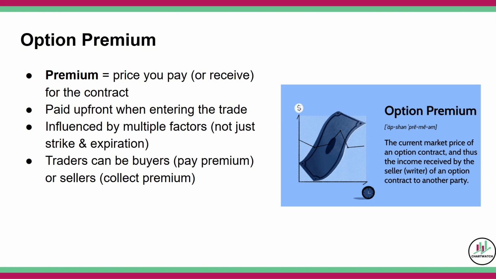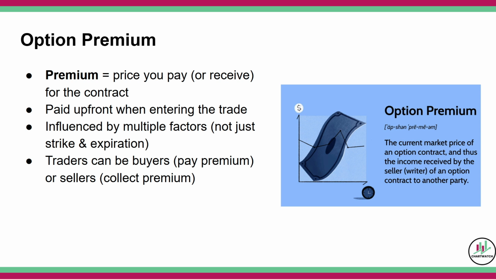A common beginner mistake is assuming that the premium is based only on how close the strike price is to the current market price. That's only part of it. The premium is actually influenced by several factors. These factors include how far in or out of the money the option is, how much time is left before expiration, the volatility of the underlying asset, and market demand, which is based on open interest and volume, all of which will be talked about in this video.